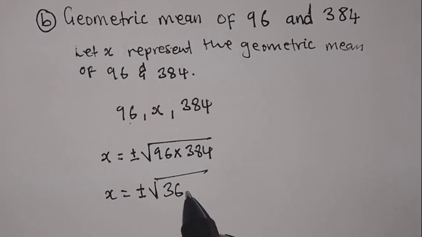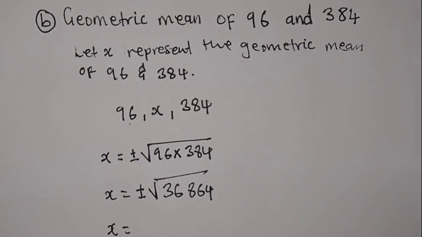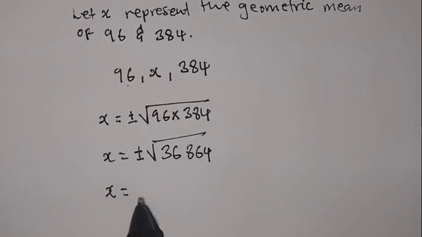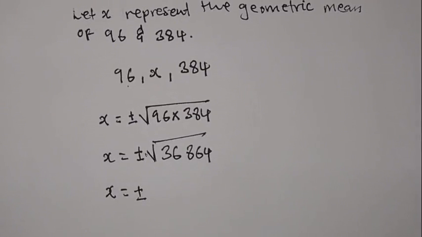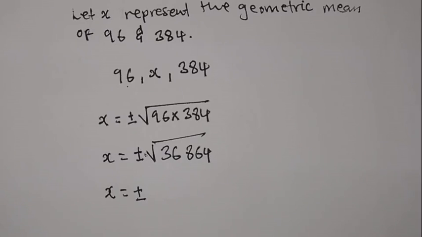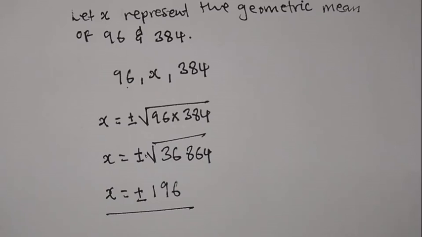This will give you the value, so plus or minus the root of 36,864. So x is equal to plus or minus, so find the square root of 36,864. This is Paper 2, you are allowed to use a calculator, so just press on your calculator. This will give us the square root of 196. So this is our answer.